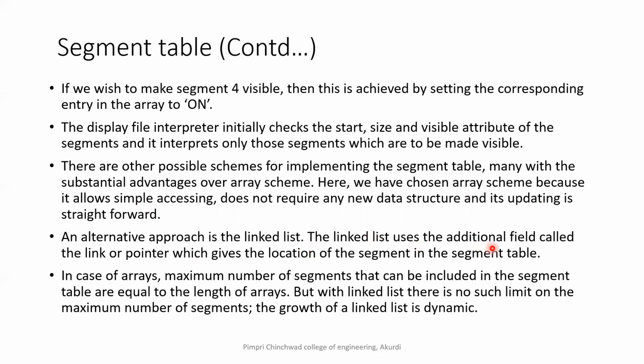The linked list uses an additional field called the link or the pointer, which gives the location of the next segment in the segment table, right? In case of arrays, we know that the maximum number of segments that can be included in the segment table is equal to the length of the array. But with linked list, there is no such limitation on the maximum number of segments. We know the growth of the linked list is dynamic. I hope you have done this already in data structures, right?